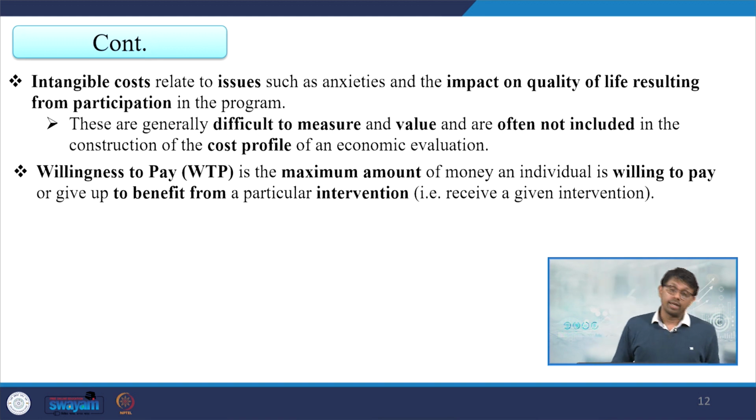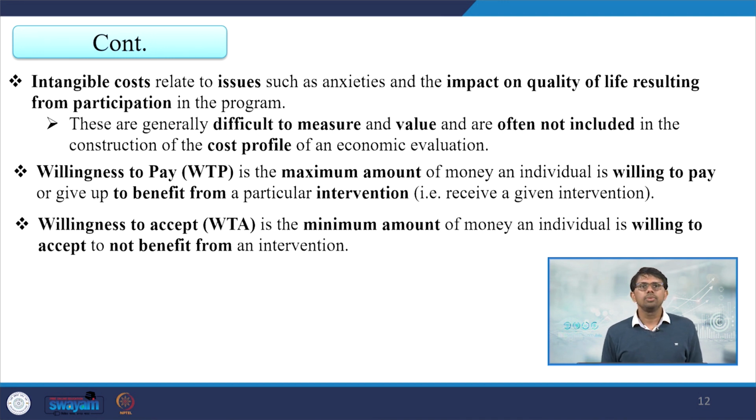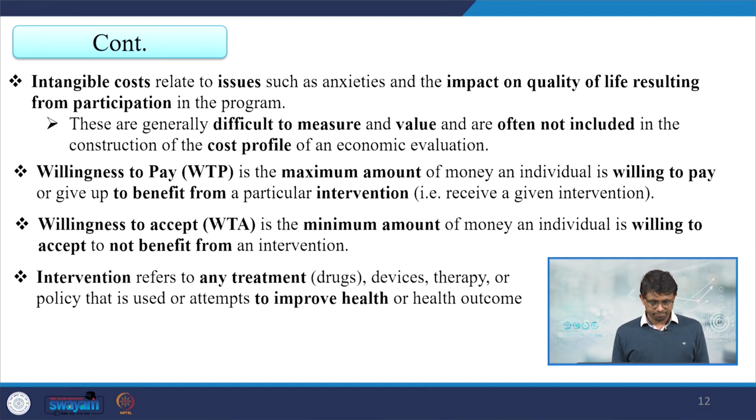WTP, or willingness to pay, is the maximum amount of money an individual is willing to pay or give up to benefit from a particular intervention. So, suppose you want to evaluate a government program, how far they are willing to pay. Similarly, willingness to accept is the minimum amount of money an individual is willing to accept to not benefit from an intervention.